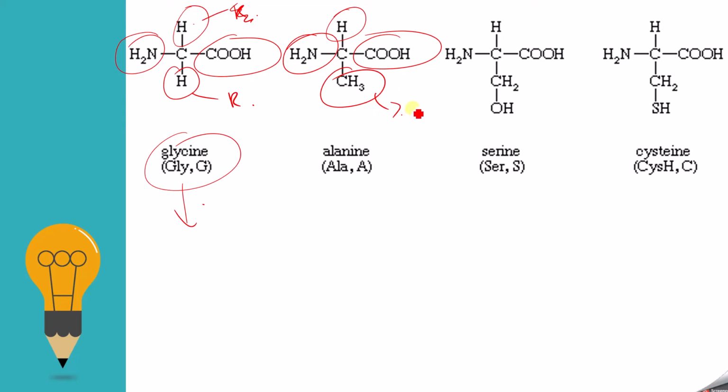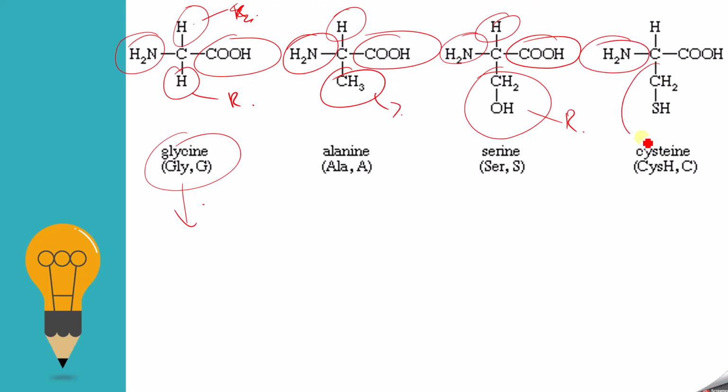So it's got a carbon with 3 hydrogens, and then again we've got our amine, hydrogen, carboxyl group, and then our R group. The R group this time contains a carbon, 2 hydrogens, 1 oxygen, 1 hydrogen. Then again amine, R group and carboxyl group, and our hydrogen. So yeah, get used to it.